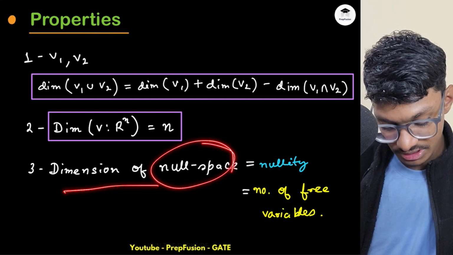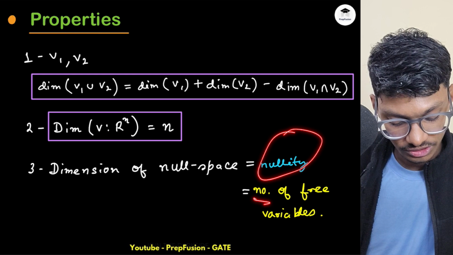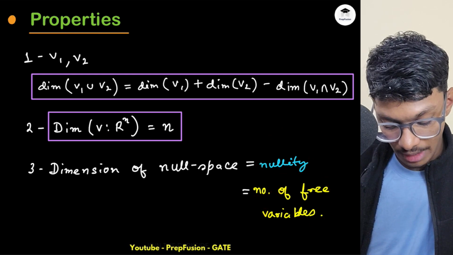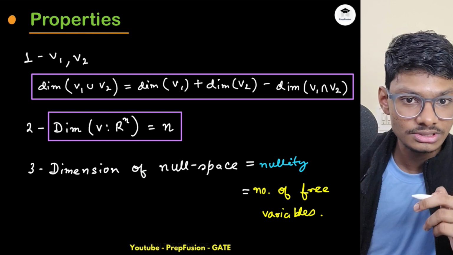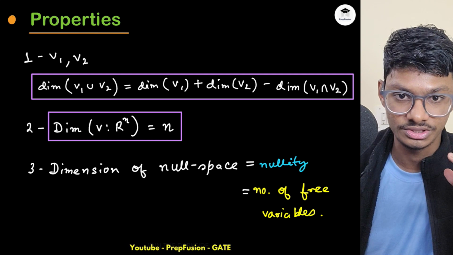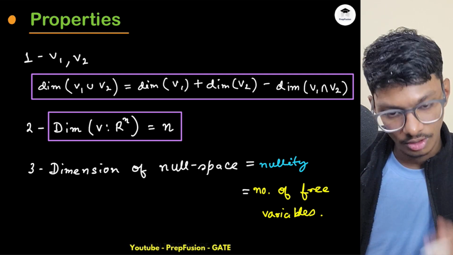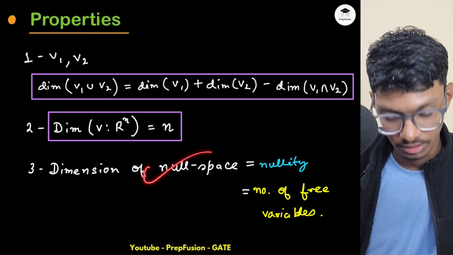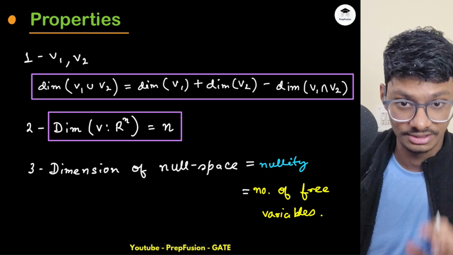Dimension of null space equals nullity, which I already told you about previously, which is equal to the number of free variables. So the dimension of null space is equal to nullity. So what was the null space? I told you, right? The solution vector that we get from the homogeneous equation is known as the null space. I told you about it a bit previously. Now we'll do this even more in detail. So what is null space basically?